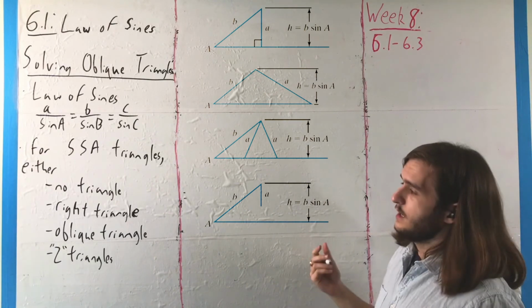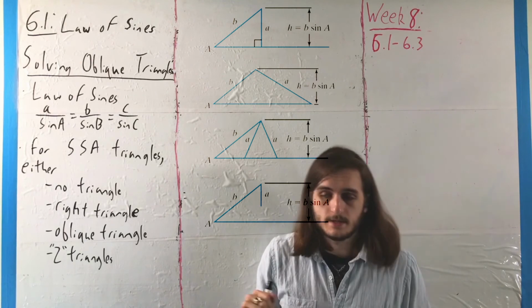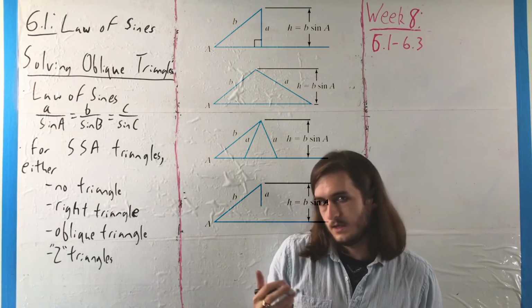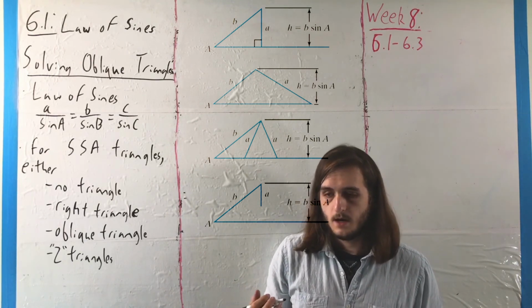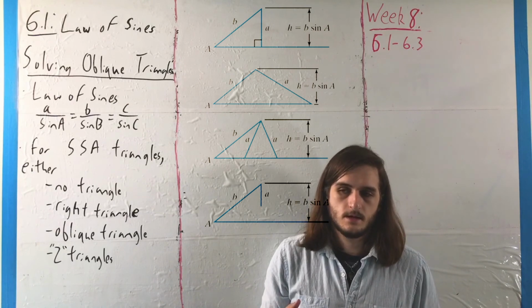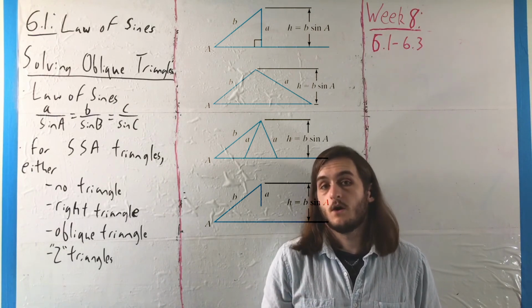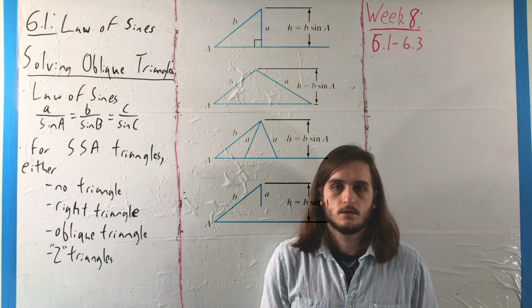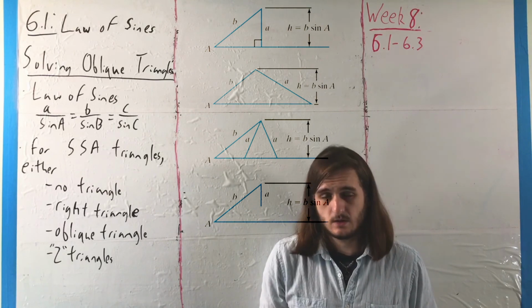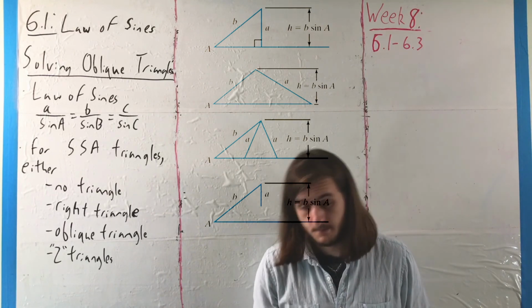But the point is, if all we know are two sides and an angle, we're not really guaranteed any information about the overall triangle, if it even is a triangle. And to understand this, we're going to look at a couple of examples here.